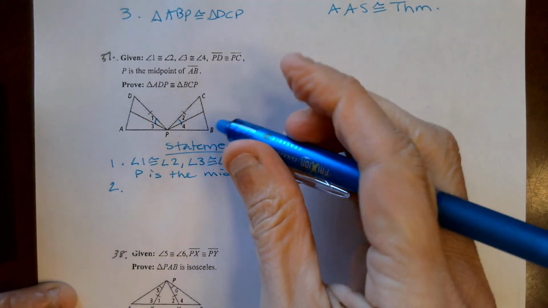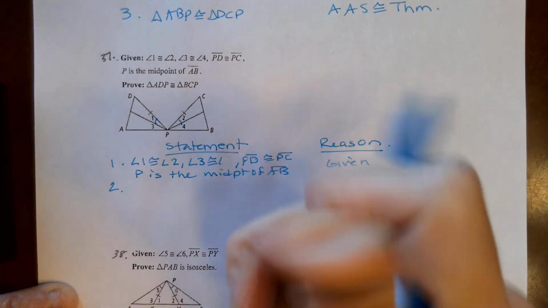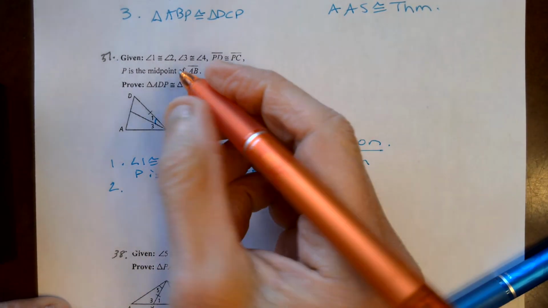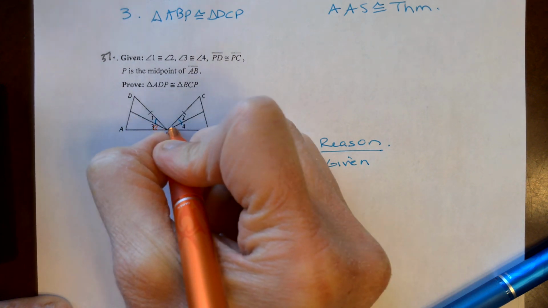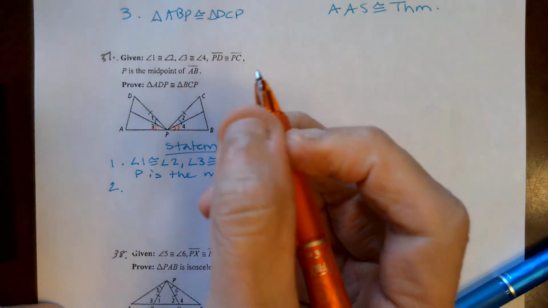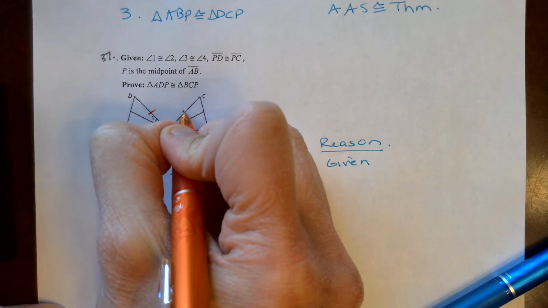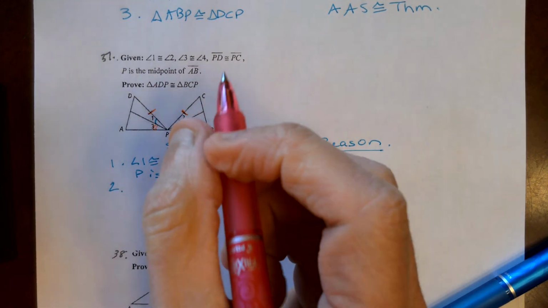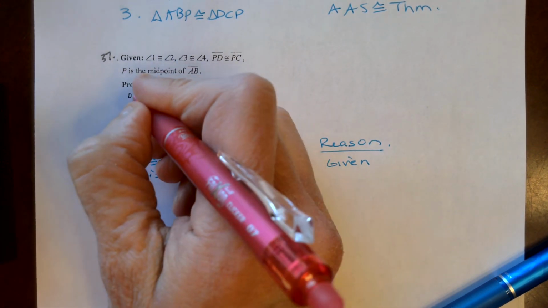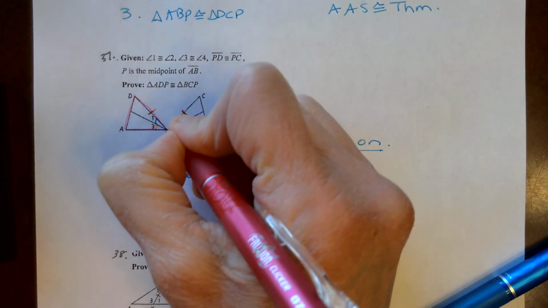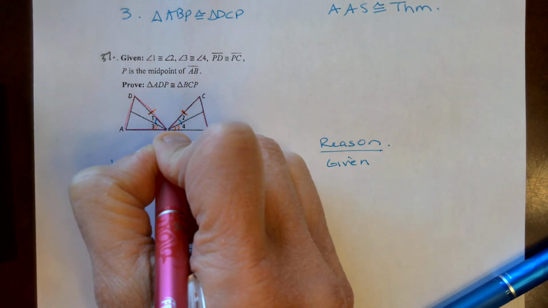Okay, what happened to my erasable pen here? It's not erasing. There we go. And then 3 to 4. And PD. And where are we heading? Let's look. ADP. Okay, so we're trying to get these big guys congruent.